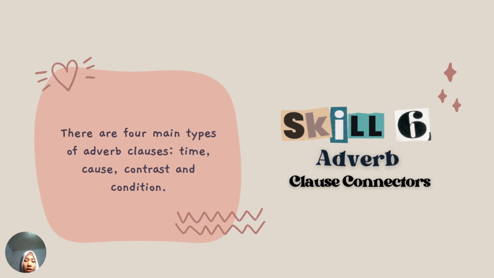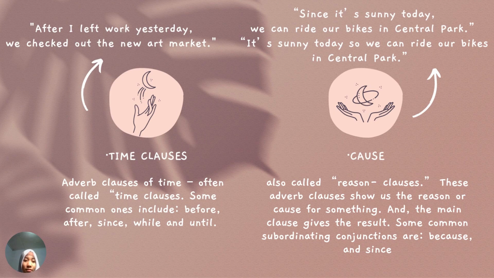Okay, this leads me to my last point, which is skill 6, adverb clause connectors. There are four main types of adverb clauses: time, cause, contrast, and condition. First, time. Adverb clauses of time are often called time clauses. Some common ones include before, after, since, while, and until. And I will give you a simple example.